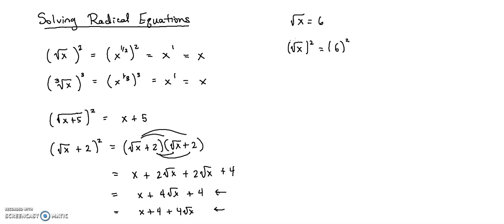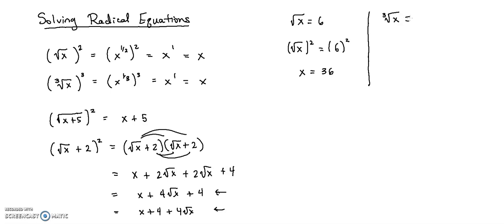Now, I've got to square the whole left-hand side and the whole right-hand side. Exponents do not distribute, so we can't do them term by term. It's got to be the whole left and the whole right. This one's pretty straightforward. We've got square root of x squared is x, and then 6 squared is 36. So x is equal to 36, and we could probably see that right here: square root of 36 is 6. But that's the basic idea. The same idea applies if we've got cube root of x.